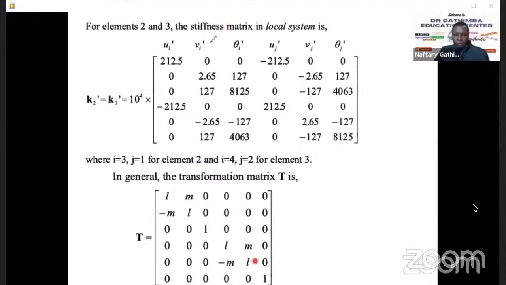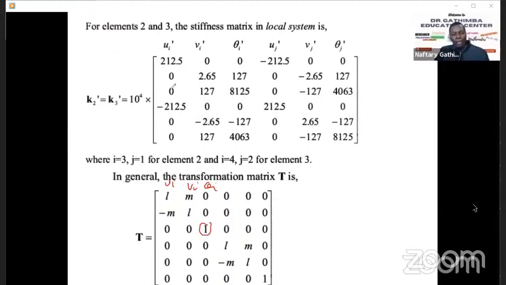This one represents UI, VI, theta I. And we said rotation does not need transformation, it remains. That's why this remains as 1. So this is the general transformation matrix.